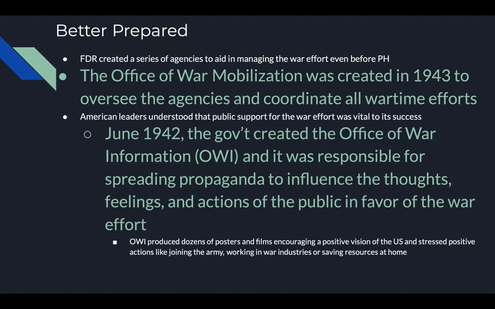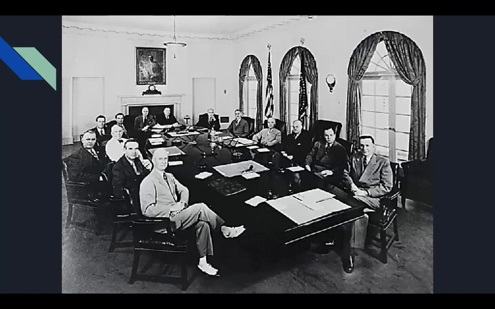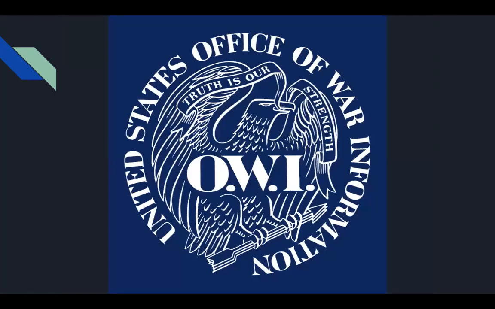So June 1942, the government will create the Office of War Information, OWI. Test question. It was responsible for spreading propaganda to influence the thoughts, the feelings, and the actions of the public in favor of the war effort. The OWI produced dozens of posters and films encouraging a positive vision of the U.S. and stressing positive actions like joining the Army, working in war industries, or saving resources at home. There's the picture of the Office of War Mobilization, the OWI.